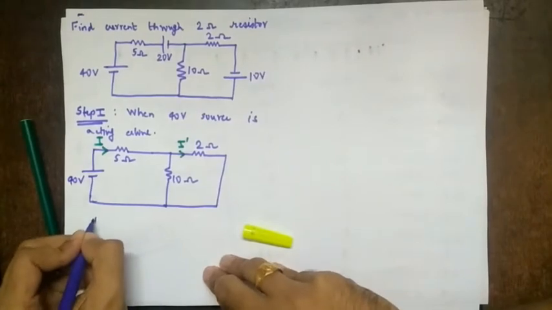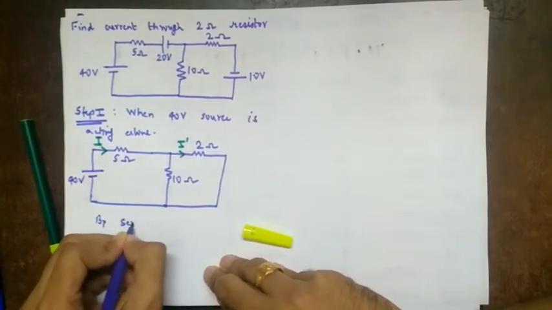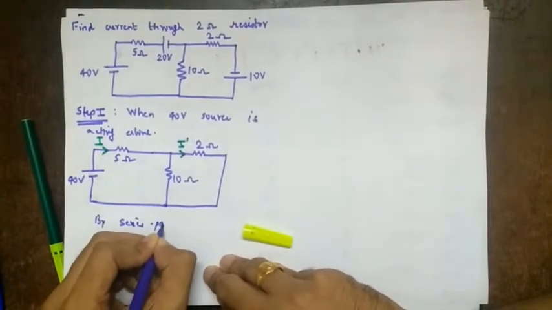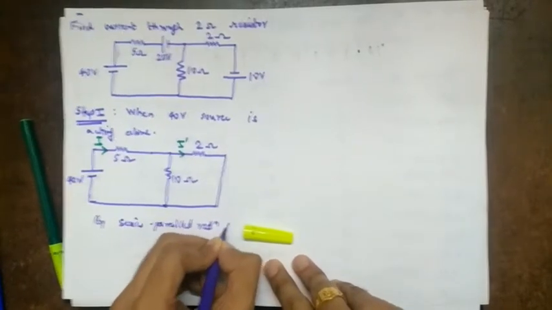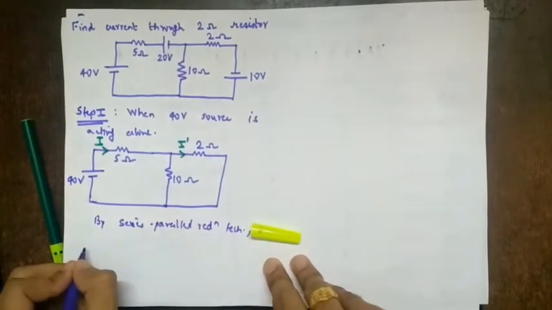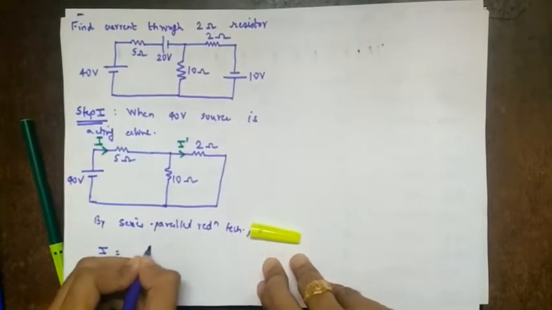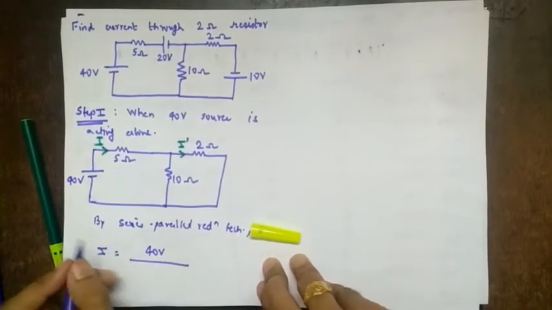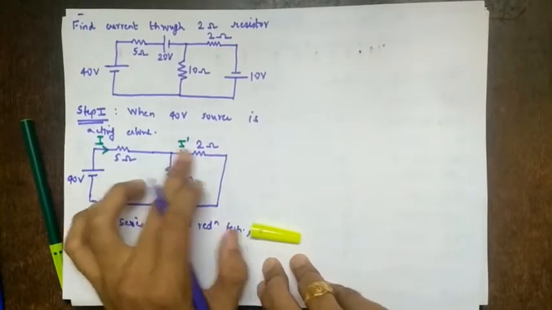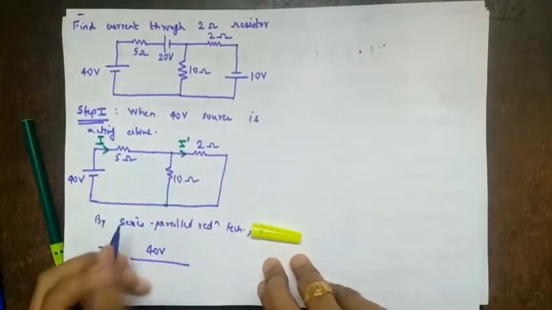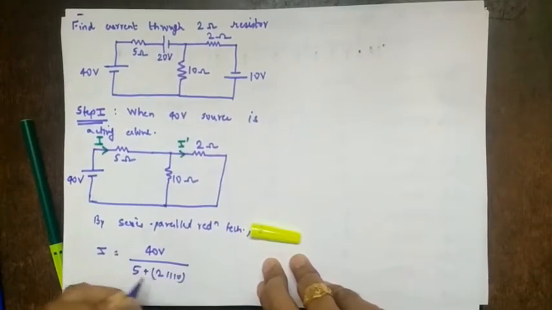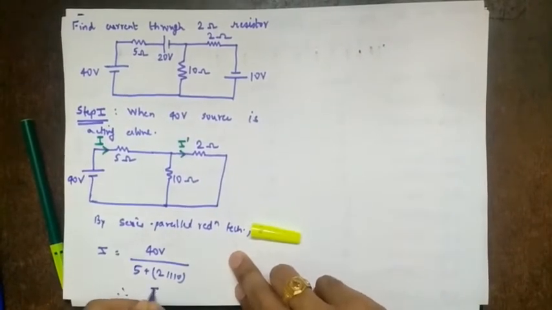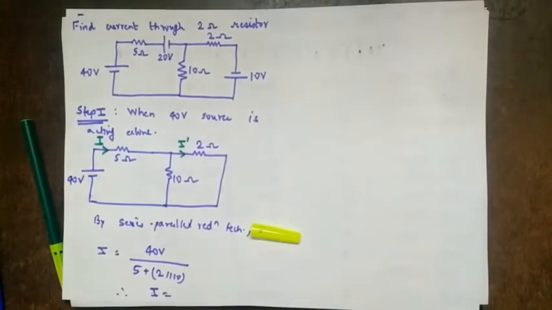So what we can do is we can first find the total current. So what will be the total current? We can find using which technique? By series parallel reduction technique. So what will it be? I will be total voltage V upon total resistance. So these two are in parallel, this common point and this common point, and in series with 5. So 5 plus 2 parallel with 10. You can write in this way also in the exam. So you can directly write the final answer.